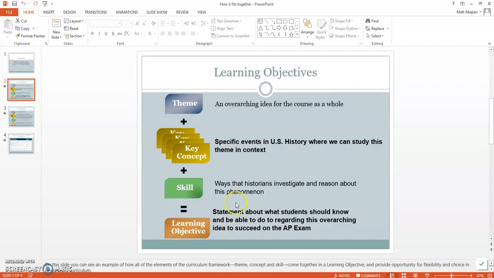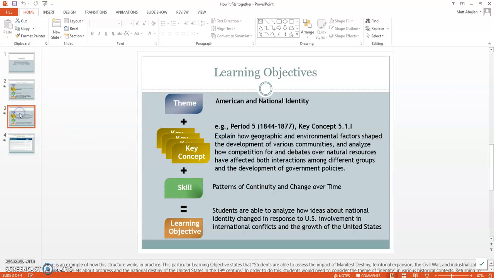The last part that we have not talked through is the skill part. It's the last thing to get at the learning objective so that you're successful on that AP exam. Today, that is what we're going to get into, and how historians investigate and reason about this phenomenon. Let me give you an example. If we're talking about American and national identity, we pair it up with period 5, key concept 5.1.1. Then we add that skill, which you're going to be able to use in order to argue and to reason.